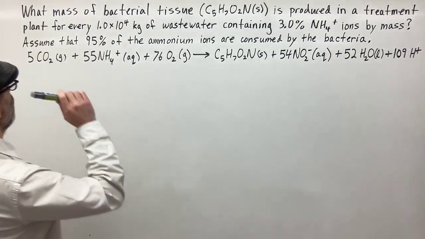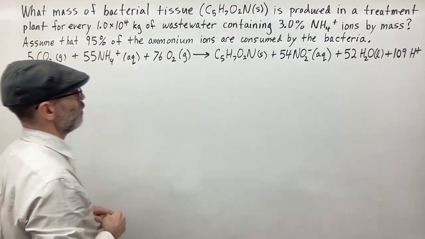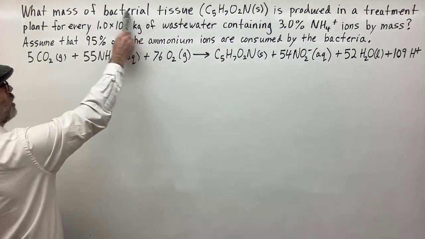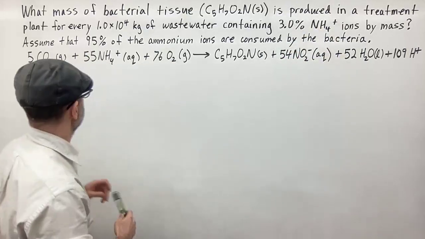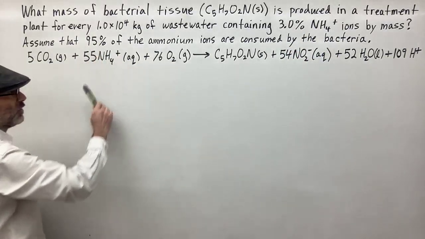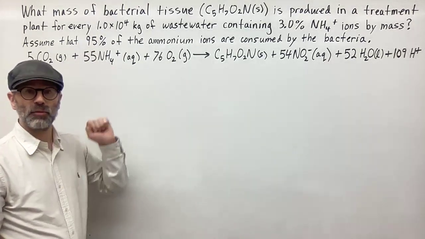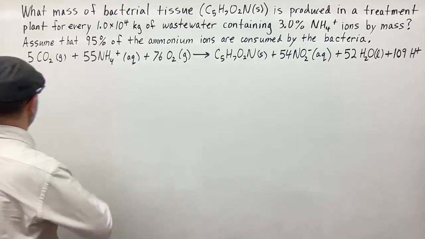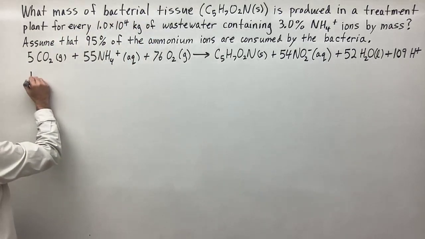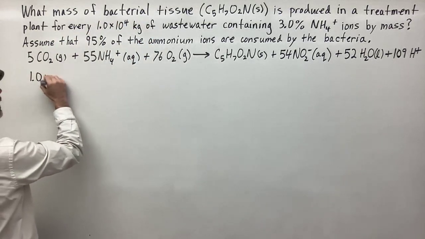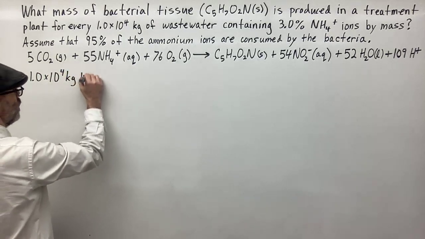So they want to know the mass of bacterial tissue. So we're trying to get to this. And what do they give us? They give us a certain amount of wastewater that has a certain amount of ammonium ions. So we have ammonium ions in our equation. So we should get to moles of ammonium ions, and then we could use our mole ratio. So let's start with the amount of wastewater. So they give us 1.0 times 10 to the 4 kilograms of wastewater.